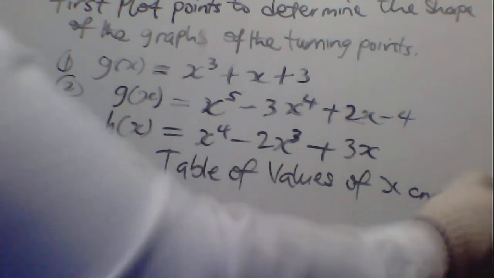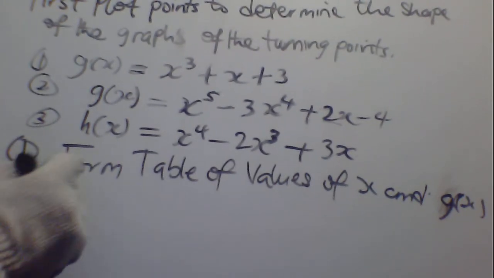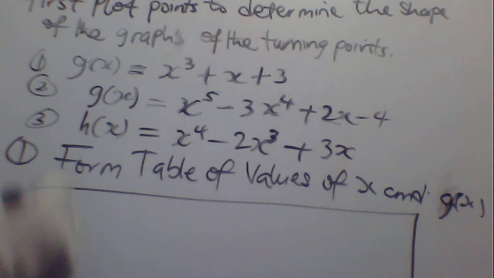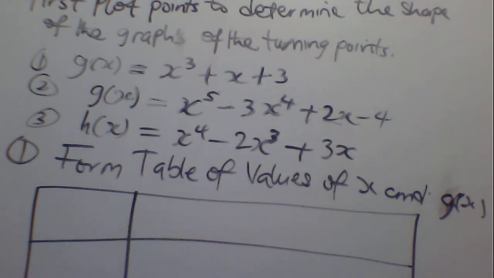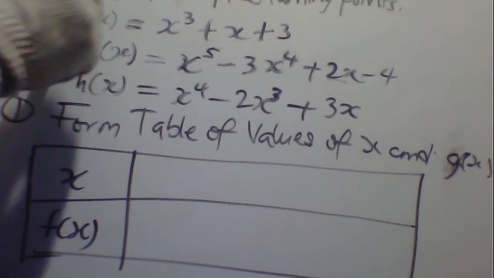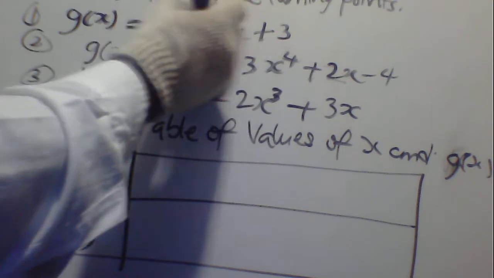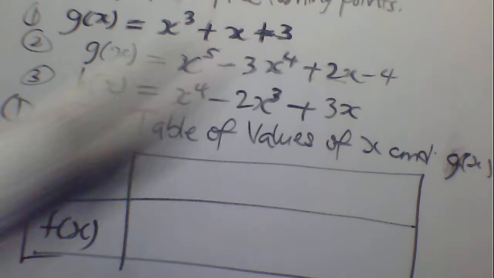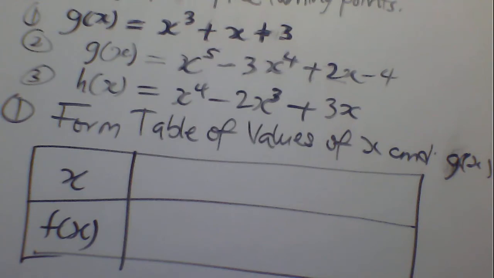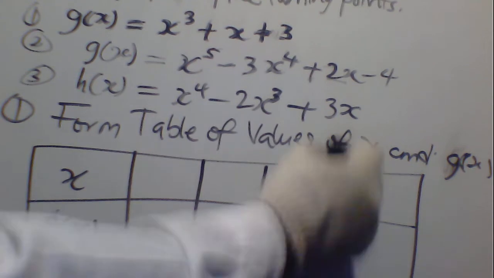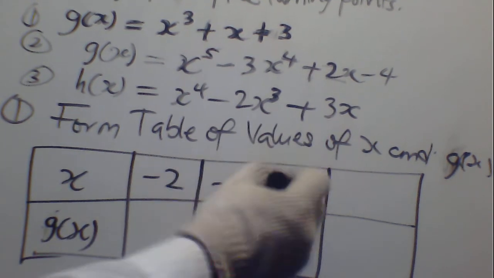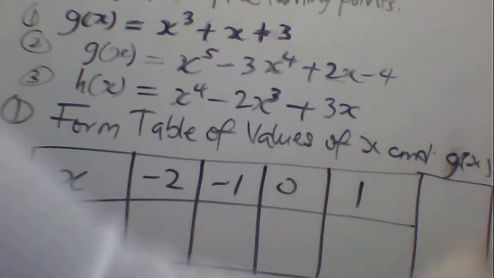In this case, we are treating g of x. So we make the table. The first one is g of x equals x raised to power 3 plus x plus 3. So we proceed. How do we find the value of the function g of x? It must always be equal to the function. So let me find some intervals of x: minus 2, minus 1, 0, 1 and 2.